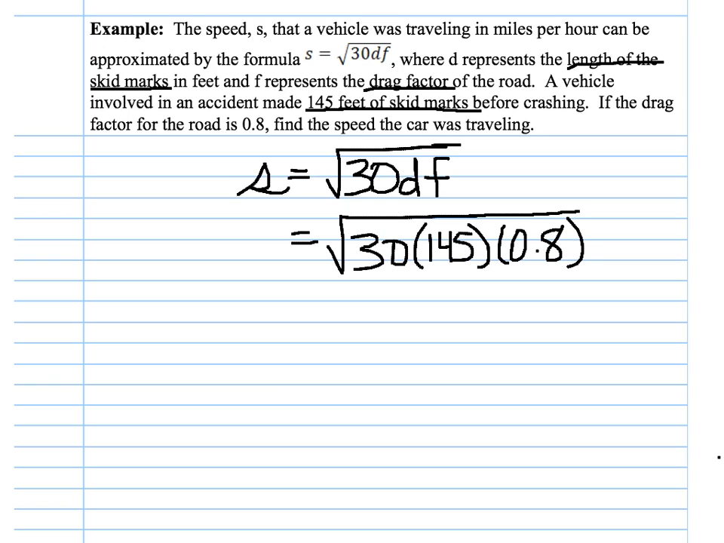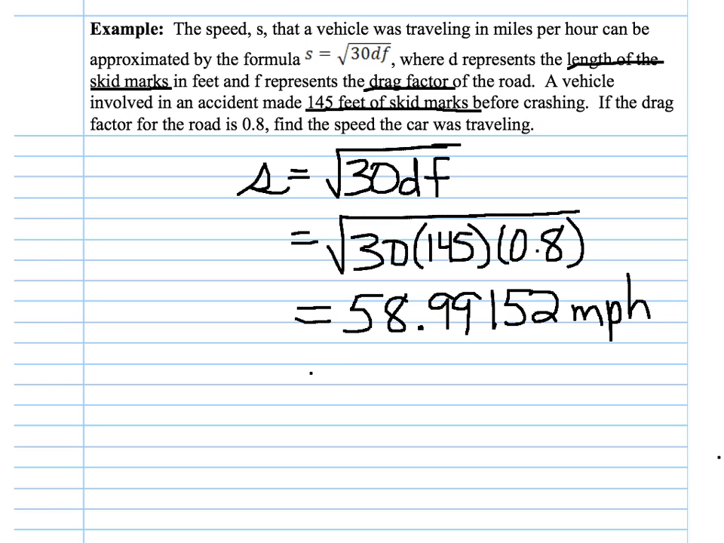And so if I want to know the speed of the car, I can put this in my calculator. If I put it in my calculator, I'm going to get that my speed is 58.99152 miles per hour, which is approximately 59 miles per hour.